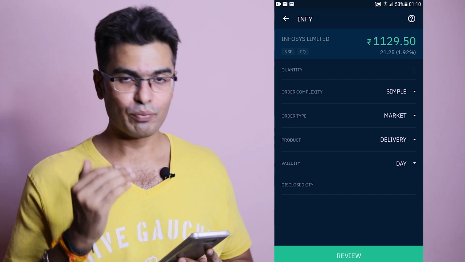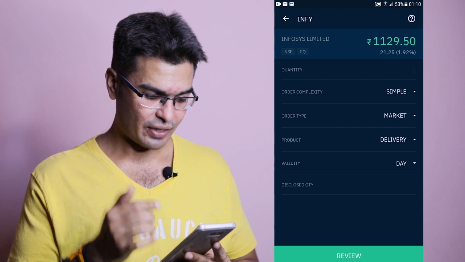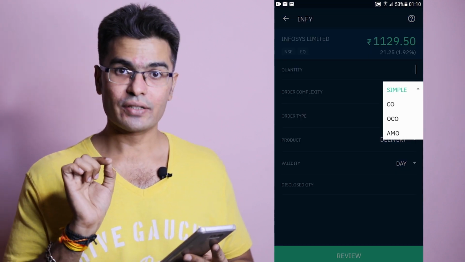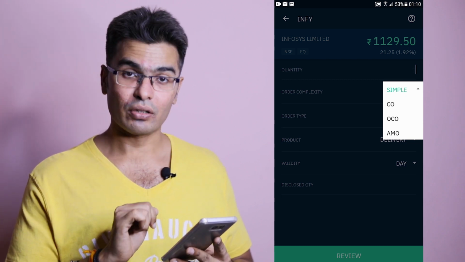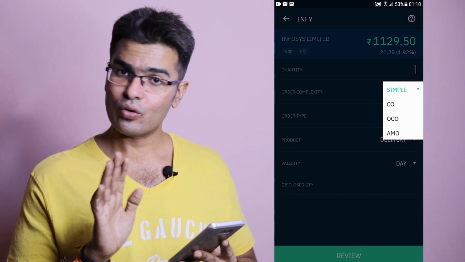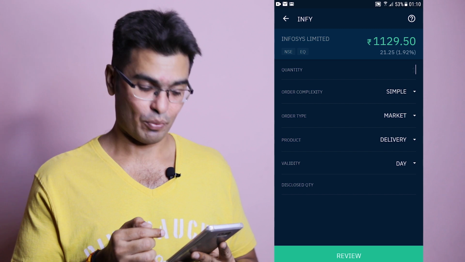Thereafter, if you want to place a trade, there are some options that you need to fill up. One is known as the order complexity, and there are different orders possible, starting from simple orders, cover orders, and after-market orders. In this case we are only going to discuss simple orders. So let's select the simple option.